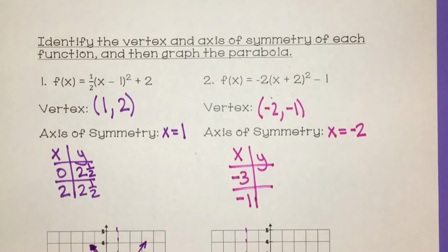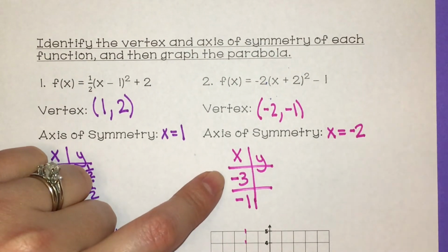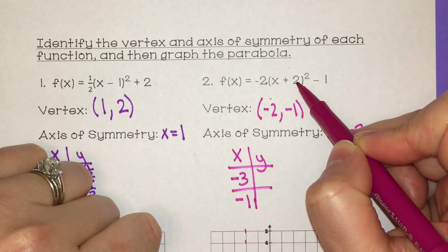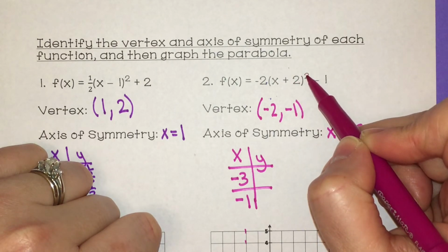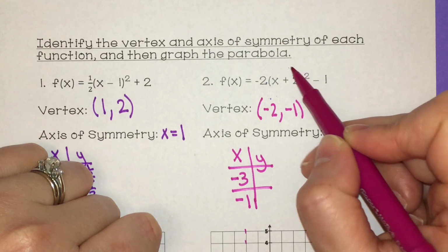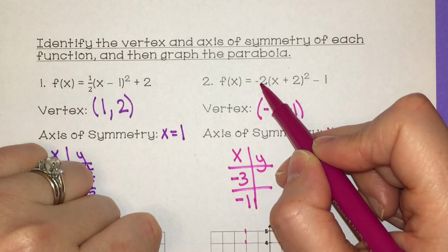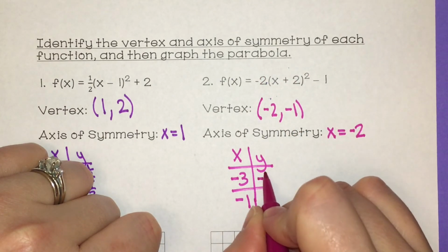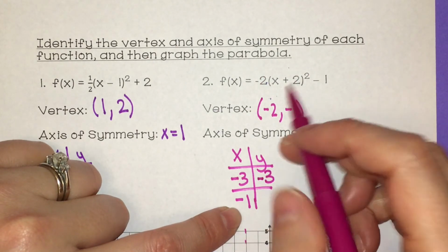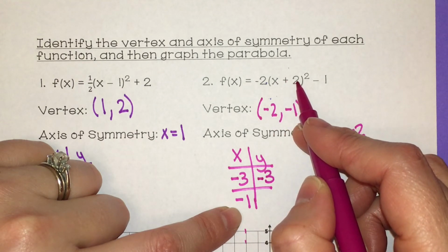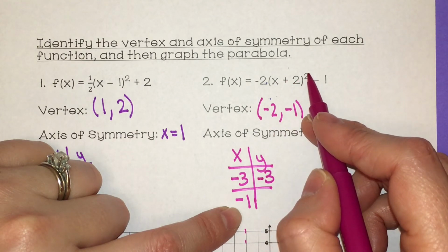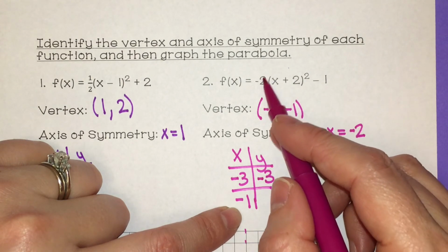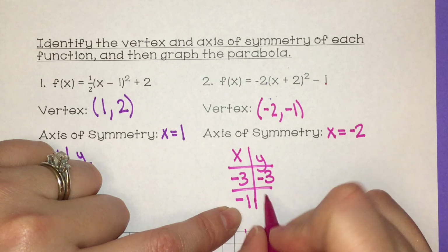And again, I'm just going to do the math. I'm not going to write it out, but I'll go through it with you to make sure that you did it correctly. Plug in -3. -3 plus 2 is -1. -1 squared is +1. +1 times -2 is -2. -2 minus 1 is -3. Plug in -1. -1 plus 2 is +1. 1 squared is 1. 1 times -2 is -2. And -2 minus 1 is -3.